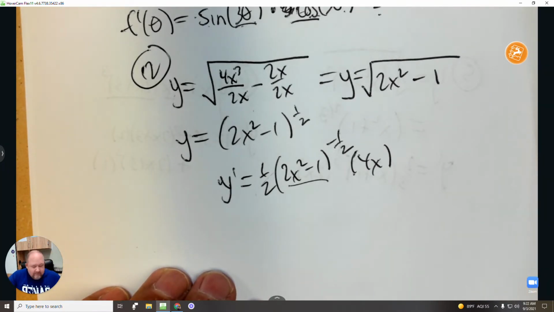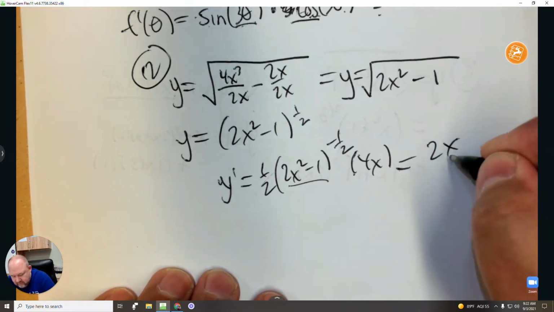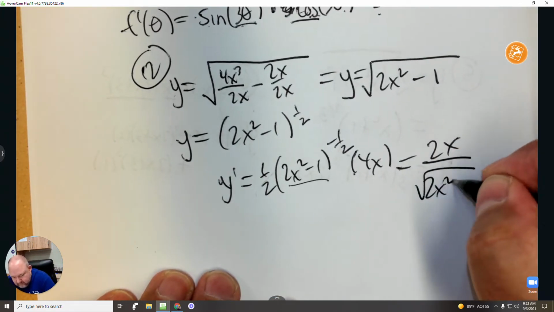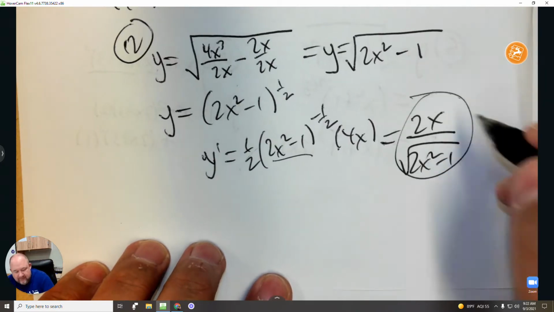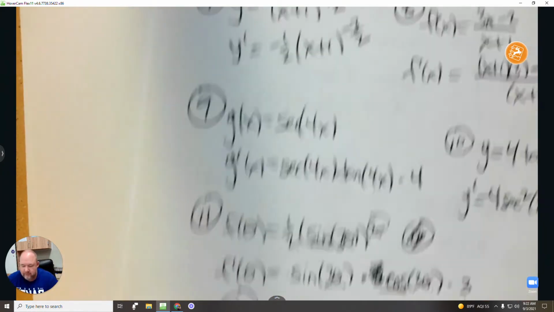Number 13. So another way you could see this is 2x. Just to know that if you had to, that means the same thing. Number 13.